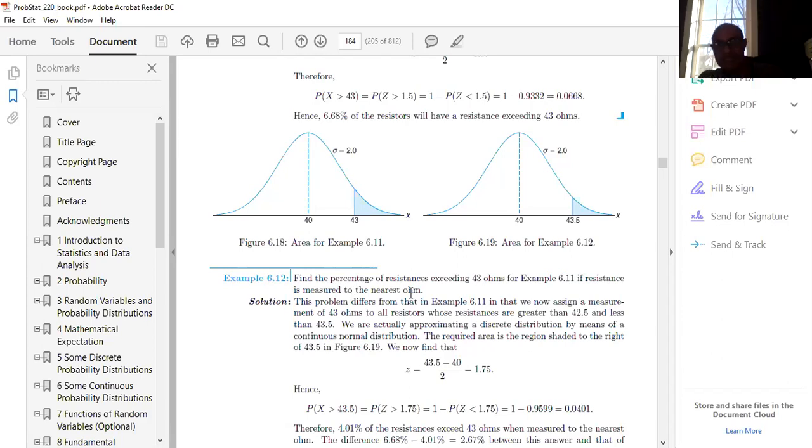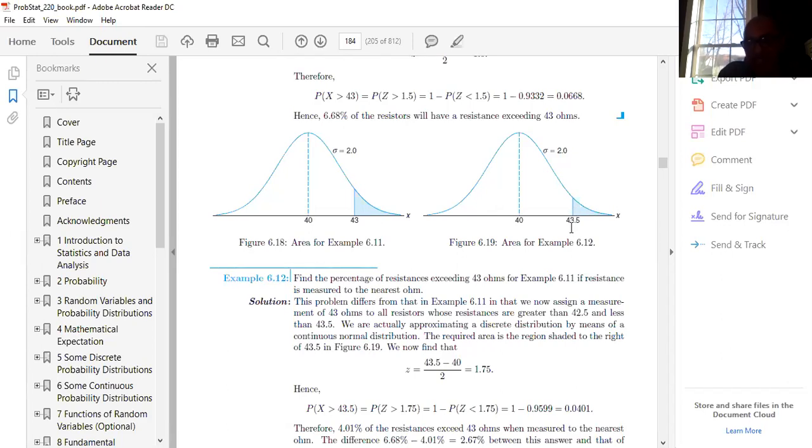Okay, guys, please try to understand this. It says find the percentage of resistances exceeding 43 ohms. Now, exceeding 43 ohms means you can take 43.1, 43.2. Just for the safer side, there's a usual practice, there is no rule about this one, but I would like to go for 43.5 because you cannot take 43. You can take 43.1, sounds good.